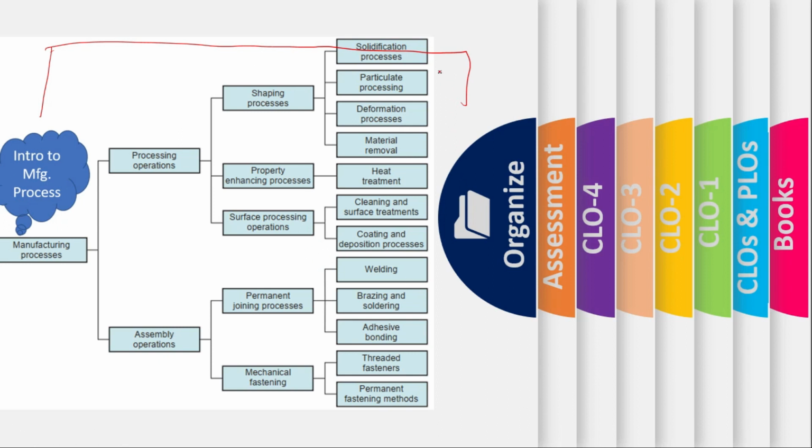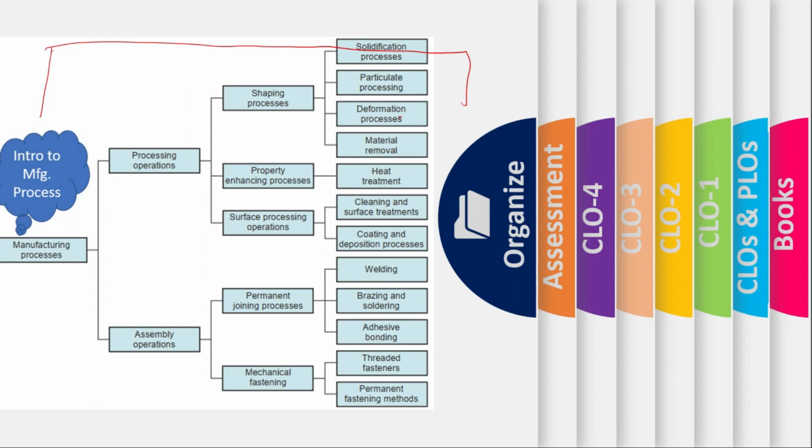Then we have solidification. Among the shaping processes, we have particulate processing, the deformation process, and material removal. In property enhancement, we have heat treatment. In the surface processing operation, we have cleaning and coating. You must be familiar with these. You have seen them at your homes as well. Then in the assembly operation, we have either permanent assembly, mechanical assembly, or temporary assembly.